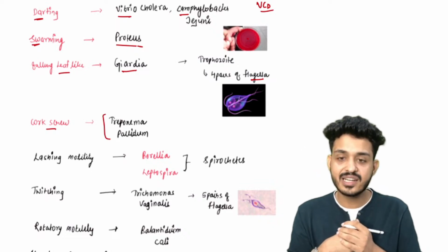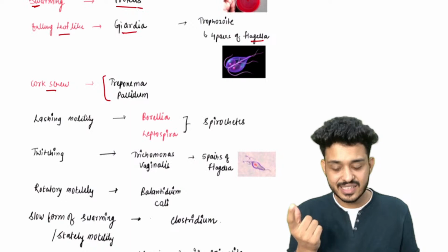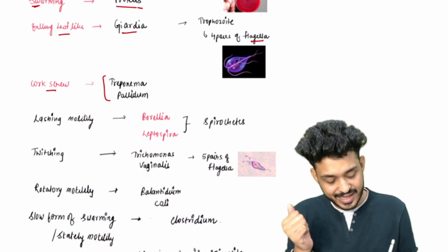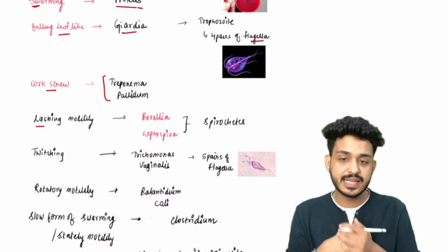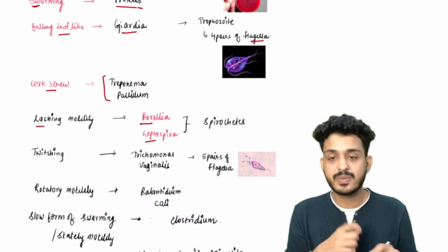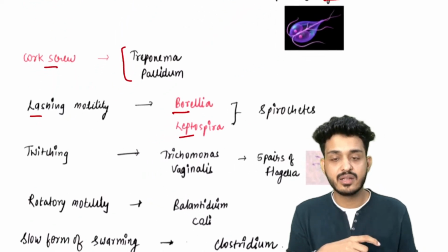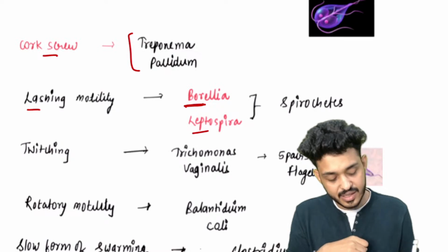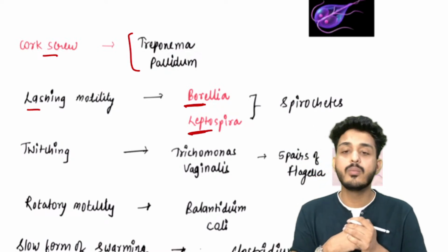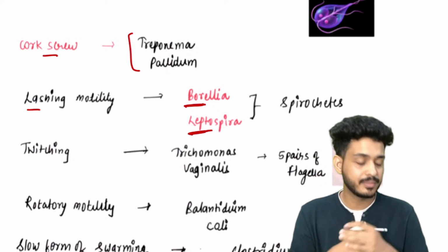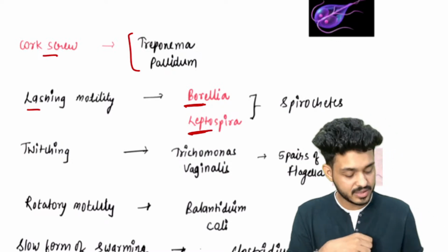We will be seeing it in Treponema pallidum because it is a spirochete. And lashing motility we will be seeing in Borrelia and Leptospira. लाश को कैसे रखोगे? लपेट के. लाश को रखोगे बोरे में लपेट के. So that would be seen in Borrelia and Leptospira. Just remember like that. I know these are absurd things, you have to remember.